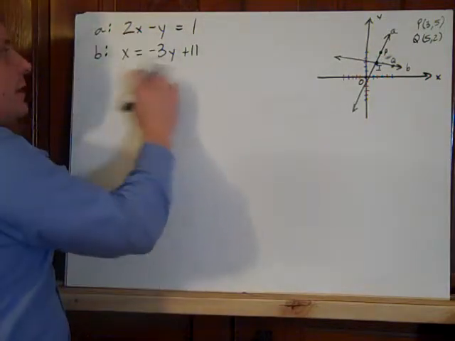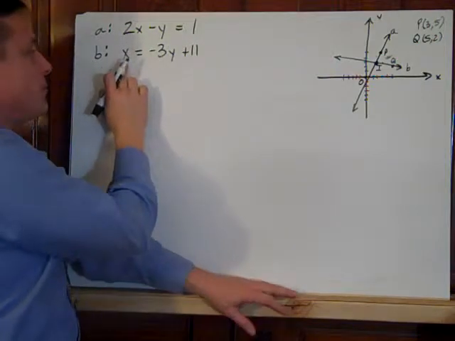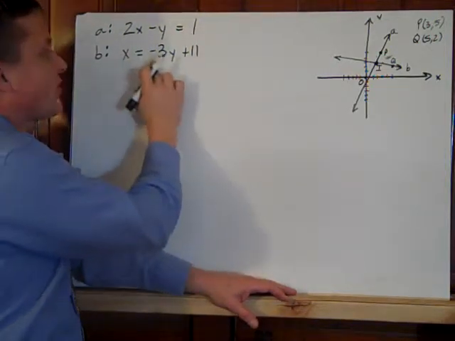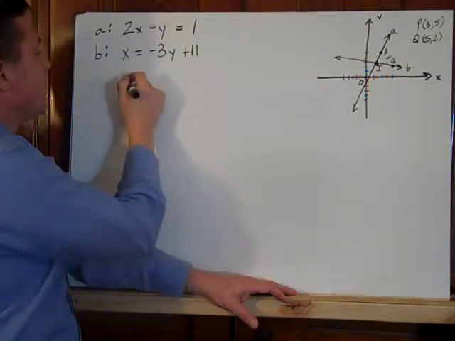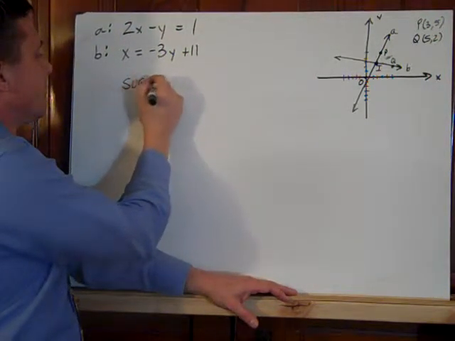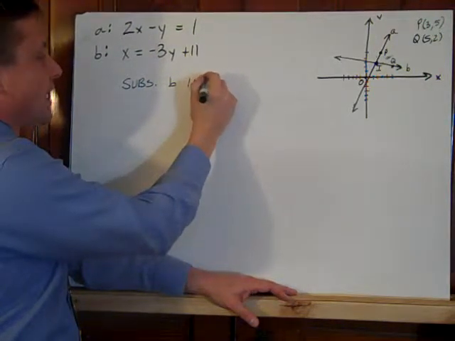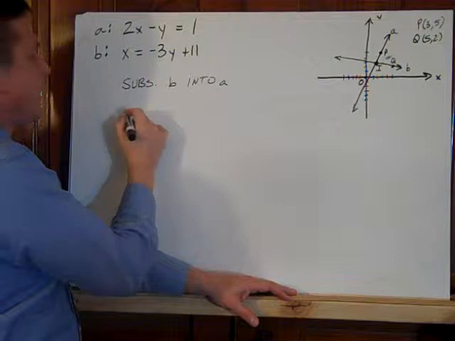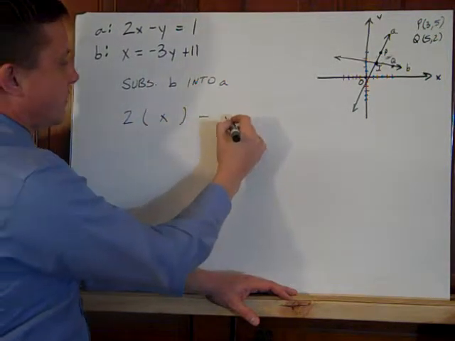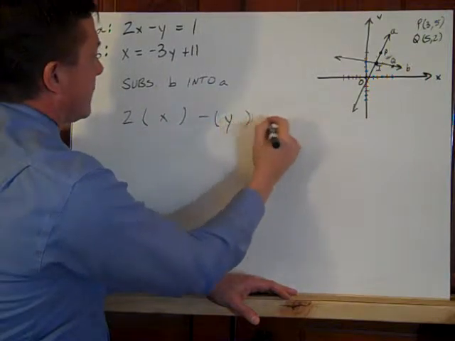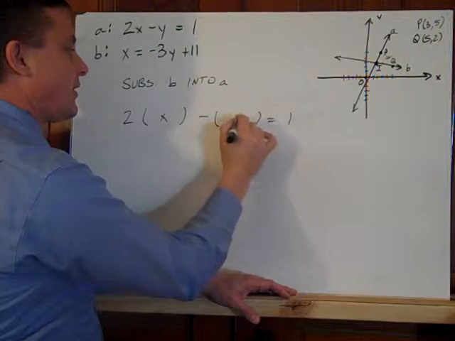Well, I look at here and I have these two equations, and on equation B you notice x is equivalent to all this stuff. Well, I am going to substitute for x. I'm going to substitute B into equation A. And what I mean by that, if I write A, 2 times (x) minus y equals 1. And you notice I put parentheses around it because here's what I'm going to do.